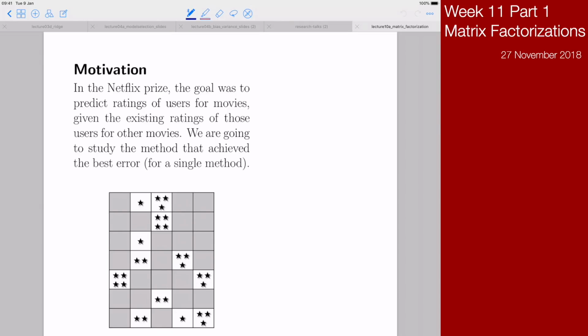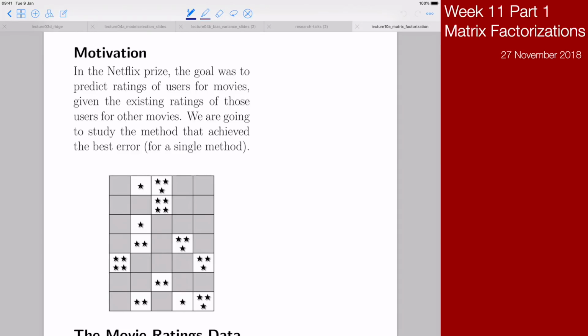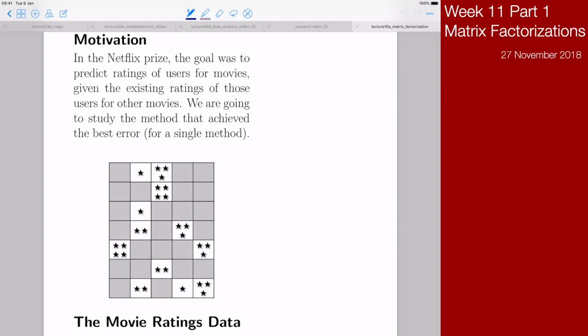Let's go into business, and we will look at the Netflix problem, as it's called. This was a competition a few years ago, where Netflix published a data set with a ton of data of users and movies. Here, on the rows of this matrix, you have the movies, that's the index D, which goes from 1 to D. And then in the columns we have the users.